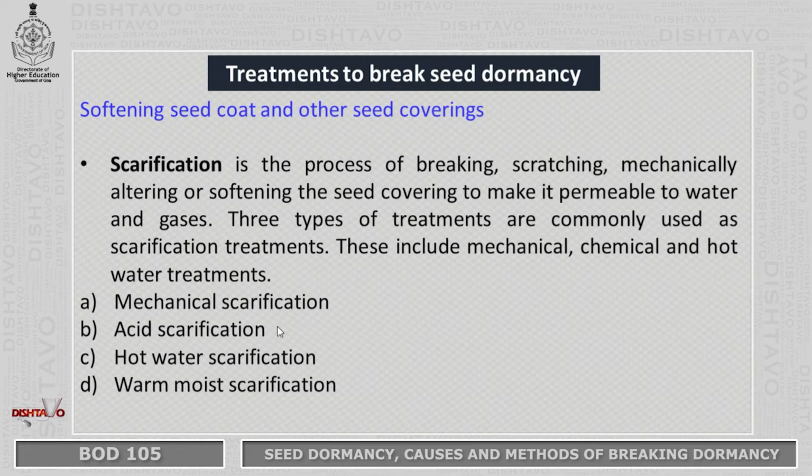Now let us look at the acid scarification. From the term itself, we come to know that the process of breaking the seed coat is achieved by the utilization of acids. Here the dry seeds are placed in containers and covered with concentrated sulfuric acid or HCl, that is hydrochloric acid, in the ratio of 1 part of seed to 2 parts of acid.